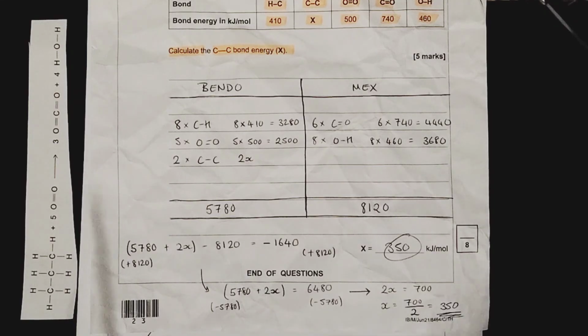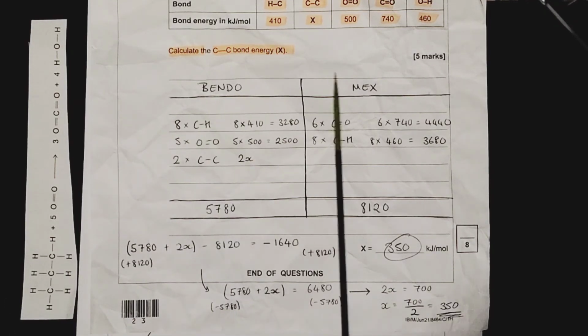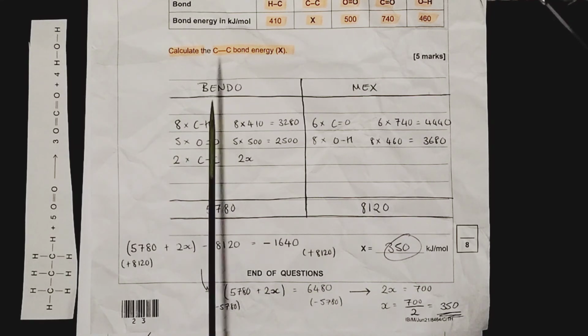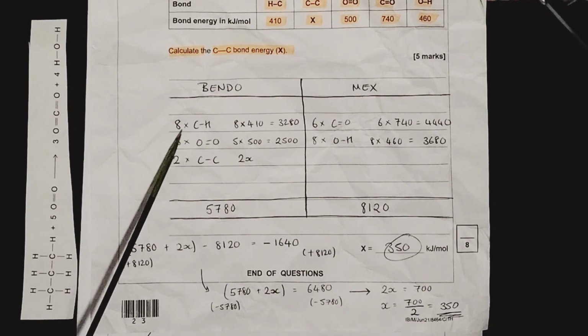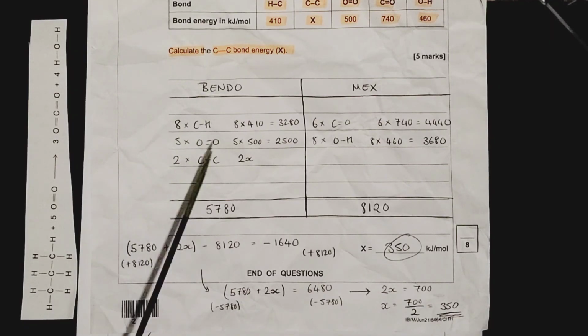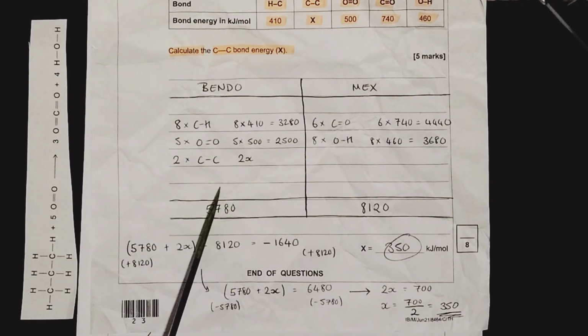So BENAMEX stands for breaking bonds is endothermic and making bonds is exothermic. That means that when we break bonds in reactants, we have to put in thermal energy. When we make bonds in the products, we get out thermal energy. That will become important later on in our calculation. All I've done here is catalogue all the bonds found within the reactants, including our 2 unknown carbon-carbon bonds.